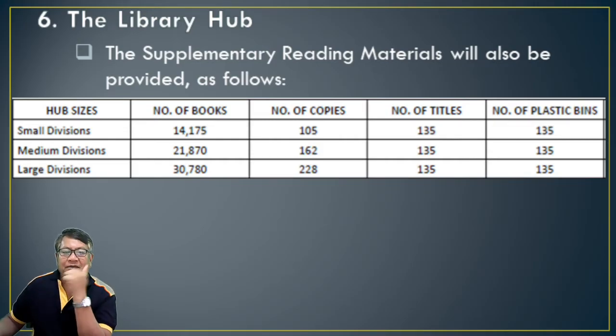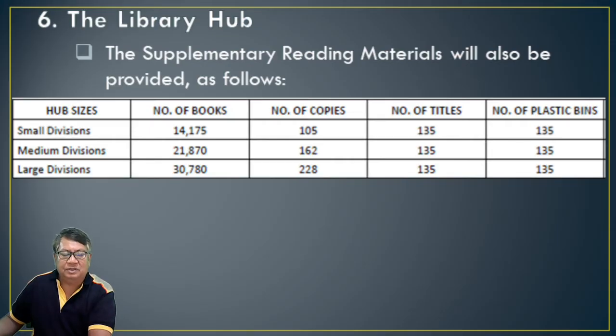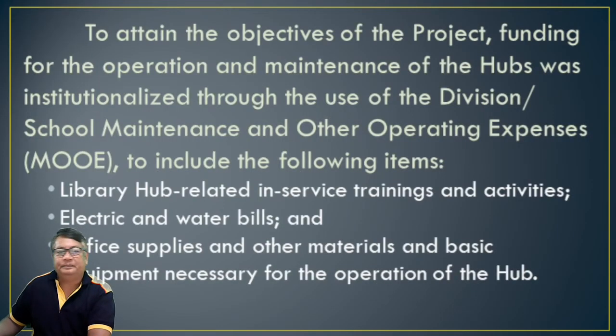So, small divisions, medium divisions, large divisions, that is for the hub size. They have the suggested number of books per size of this hub, the number of copies also, and the number of titles of these books, different titles, no, and the number of plastic bins to provide library hubs as the need arises.